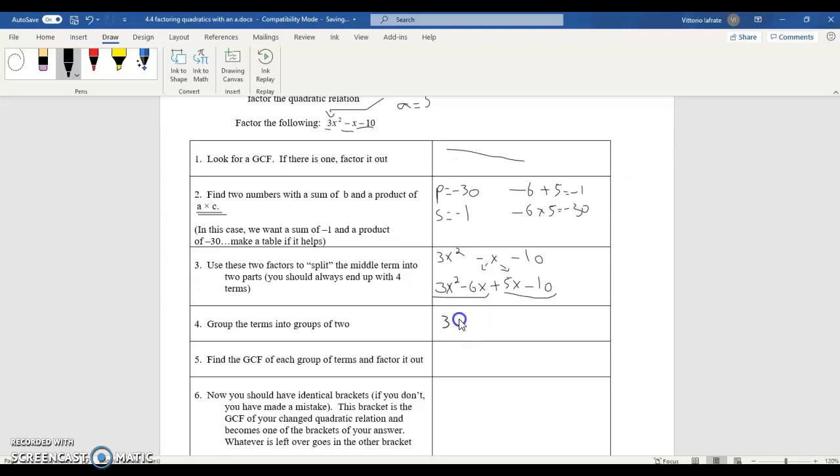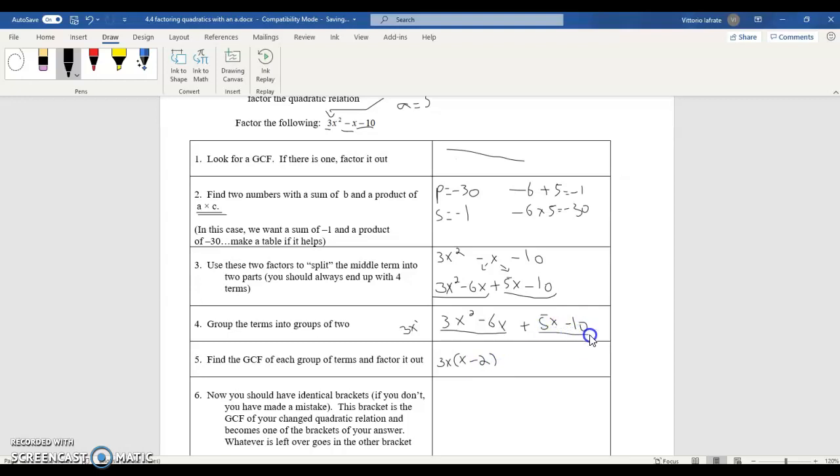Let me just rewrite this here. So we're grouping this up here. 3x squared minus 6x plus 5x minus 10. Let's find the common factor for the first two over here. So 3x squared minus 6x, coefficient-wise, looks like it's going to be 3, and variable-wise, looks like it's going to be x to the power of 1. So 3x can be taken out. If you take 3x out of there, that gives you x minus 2.